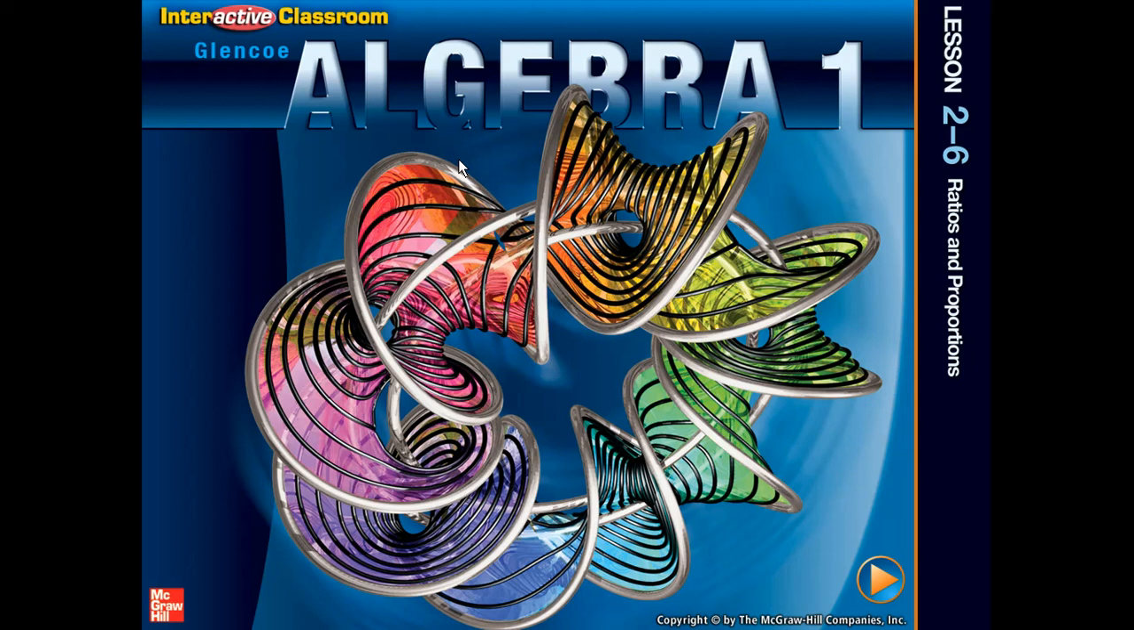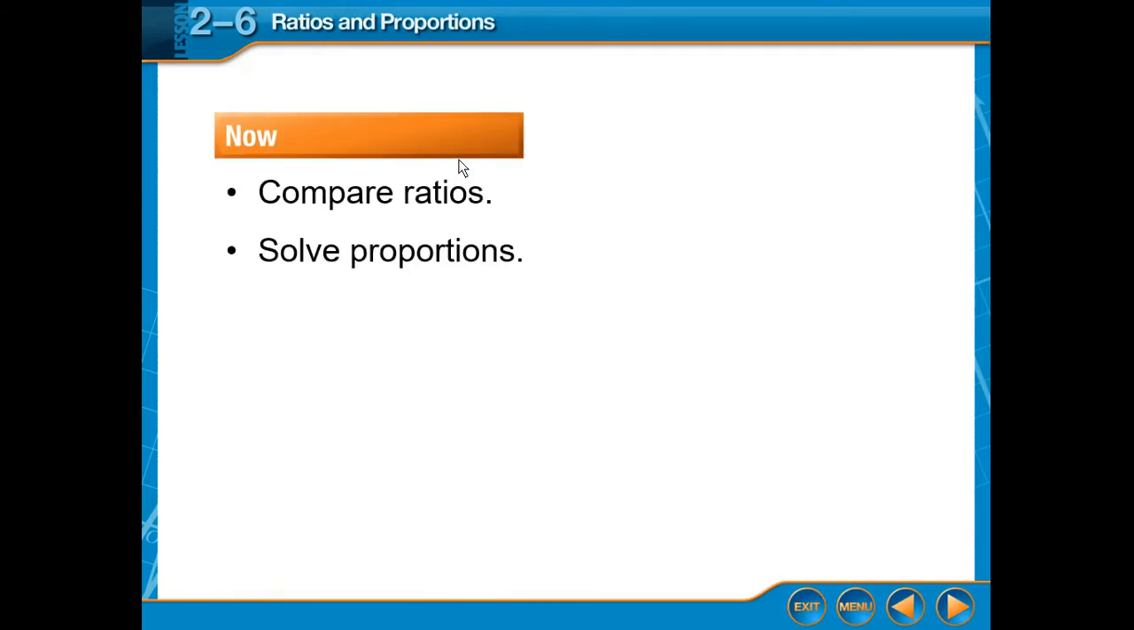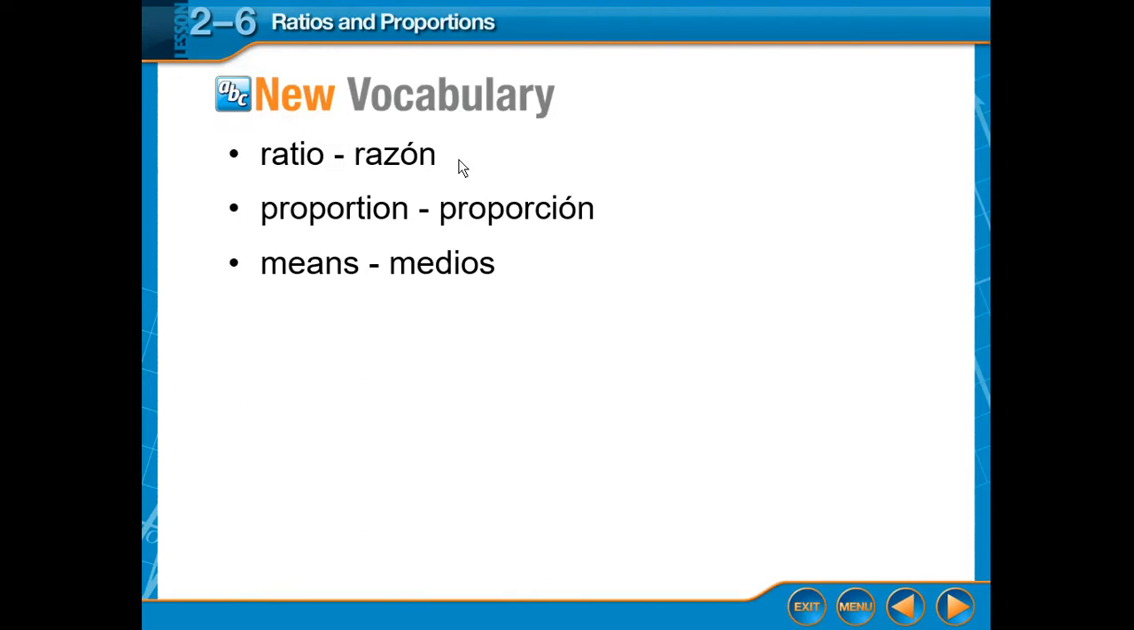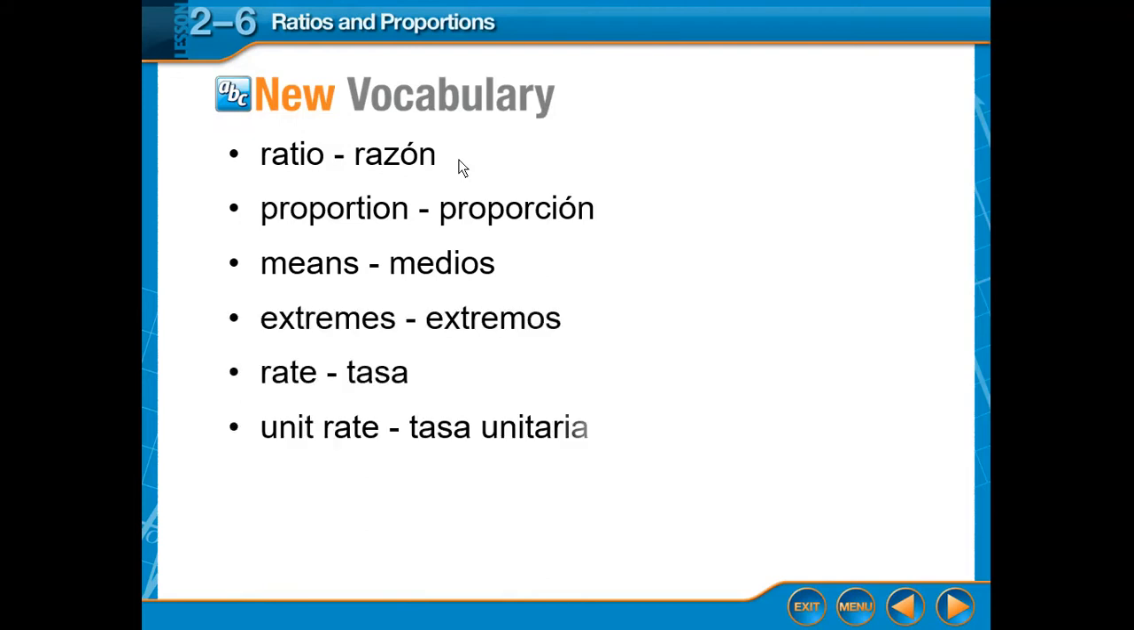Okay, lesson 2.2 is on ratios and proportions. In this section, you will learn to compare ratios and also solve proportions. Vocabulary includes ratio, proportion, means, extremes, rate, unit rate, and scale model.